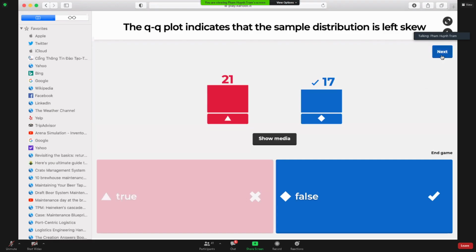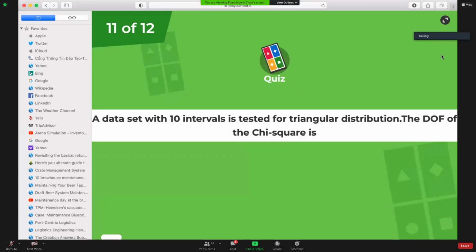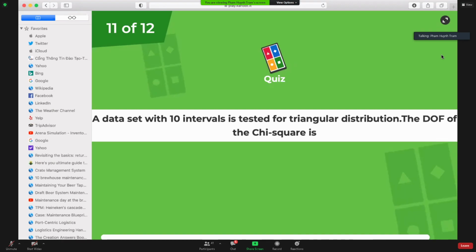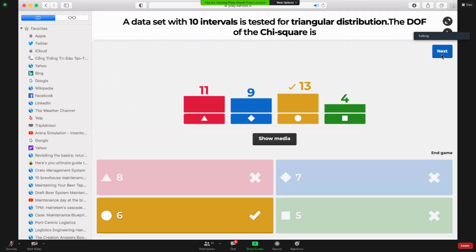Right, next one. A data set with 10 intervals is tested for triangular distribution. The DOF of the chi-square is? Whoa, we only have 13 correct answers.